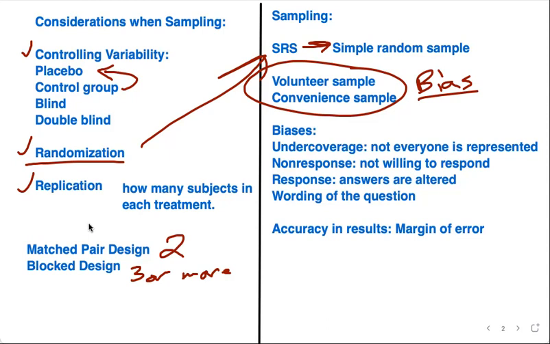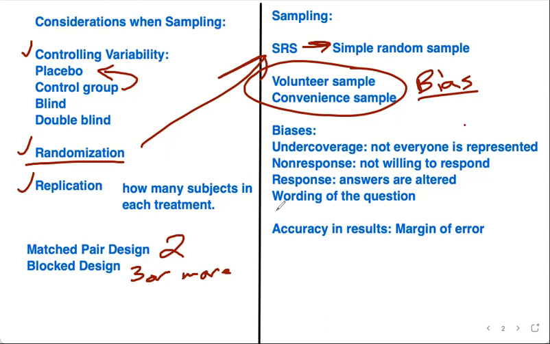A convenience sample is like a survey done maybe at the food court, where it's done in a convenient way, or maybe it's done just in class real quickly. And the different biases that occur that you might be asked about are the following. Undercoverage: not everyone is represented.